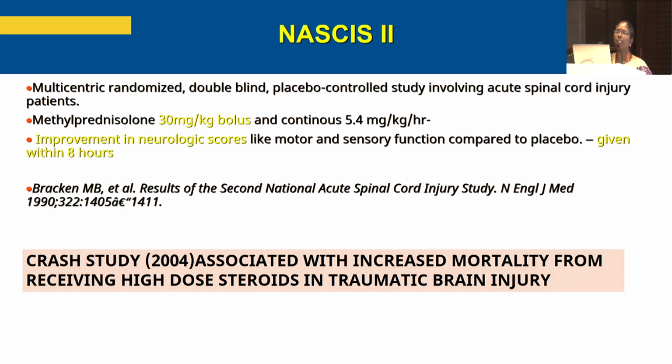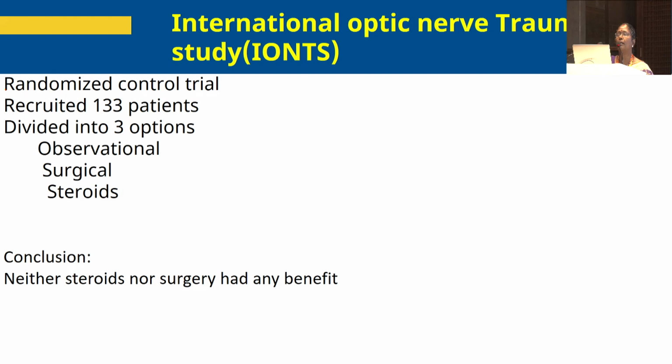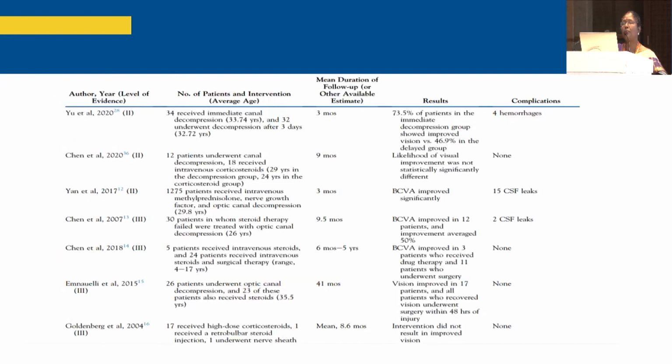Then there is the CRASH study, conducted in 2004, the Corticosteroid Randomisation After Significant Head injury trial. That showed increased mortality when you give a high dose in traumatic brain injury. So the role of steroids was controversial here. This was the only prospective study which supported the observed treatment options: one group was given steroids, one was given surgery, and the other was a placebo group. But the final conclusion was that neither steroids nor surgery had any benefit.